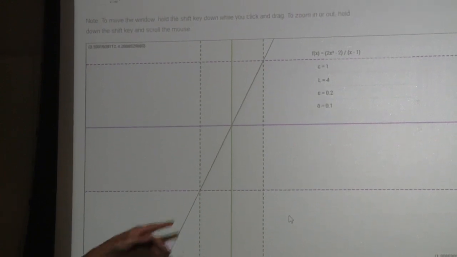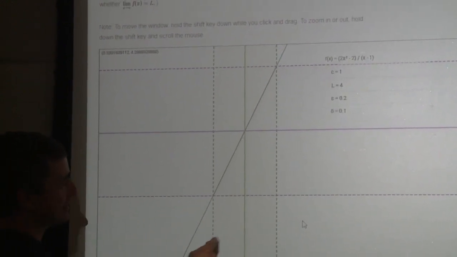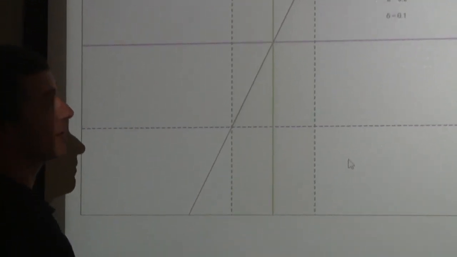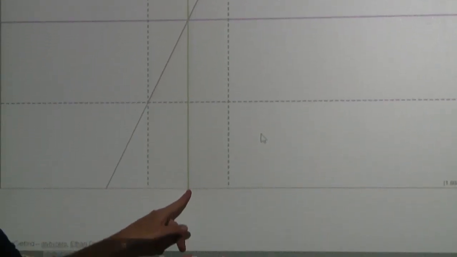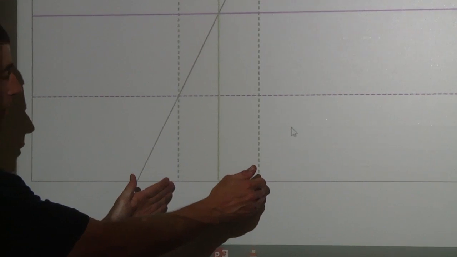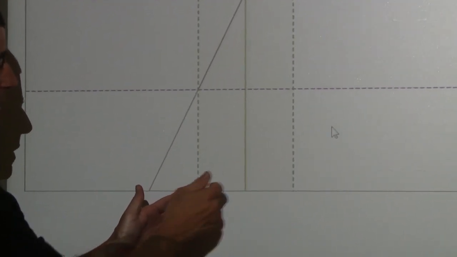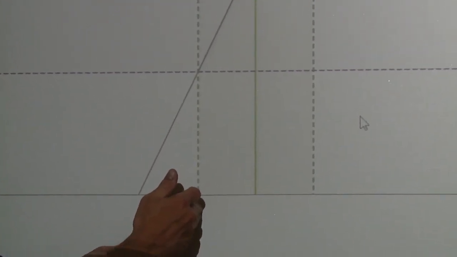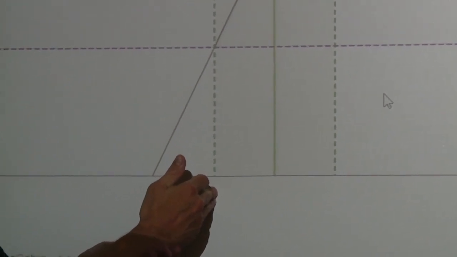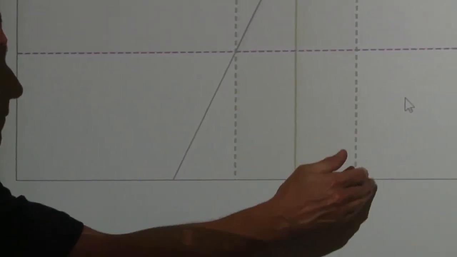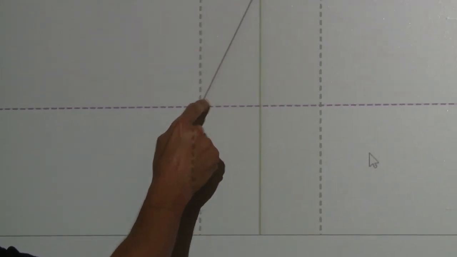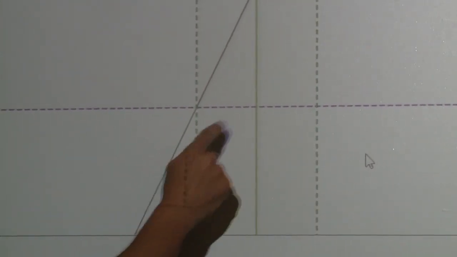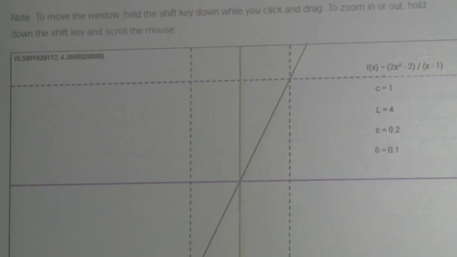In fact, it hits the corners perfectly. You can see that by the time x gets over, so again, if delta is 0.1 and this is c equals 1, I'm staying between where and where on the x-axis, starting at 0.9 and going over to 1.1. And at 0.9, we're exactly at this border, and at 1.1, we're also exactly at that border.